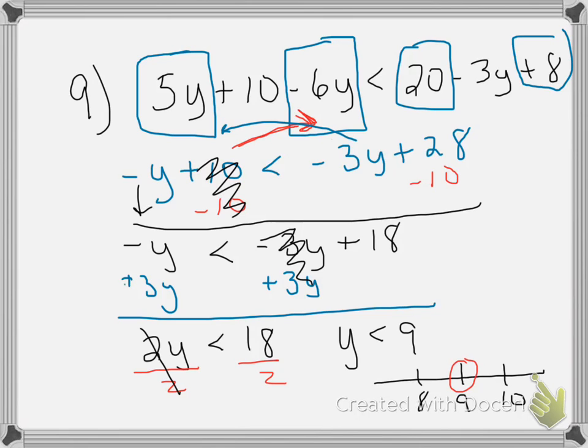Now remember, we're wanting a number less than 9. So if we drew our number line right, any number going to the left is going to be less than. So this is what my graph would look like if I were to graph y is less than 9.